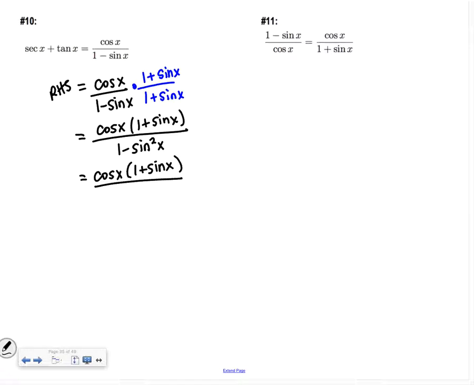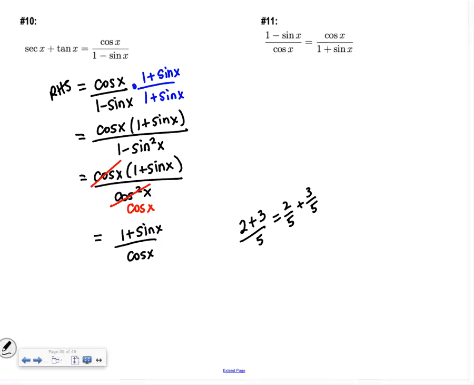They all kind of have a similar pattern if you're noticing. And the cosine squared and the cosine will reduce out to a cosine on the bottom. So I have 1 plus sine of x over cosine of x. And this is just the same as if I had like 2 plus 3 over 5. I could rewrite it as 2/5 plus 3/5. So it's the opposite of getting common denominators. It's breaking it apart so that you have common denominators. So I'm going to do 1 over cosine of x plus sine of x over cosine of x, because I saw that I was trying to get secant of x plus tangent of x, and that's exactly what that is, secant of x plus tangent of x.